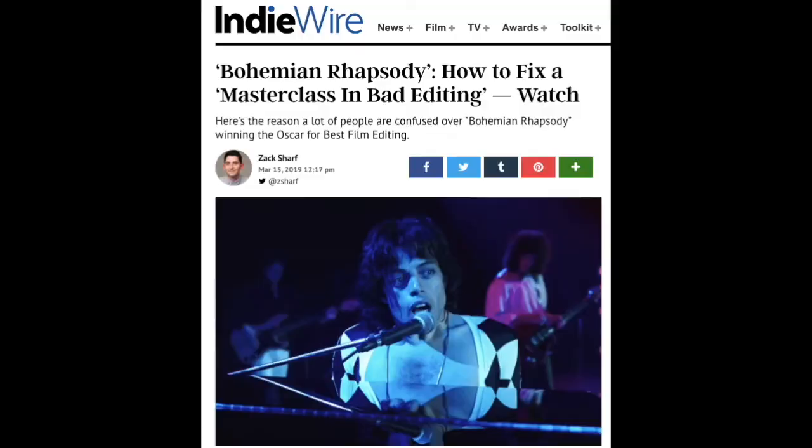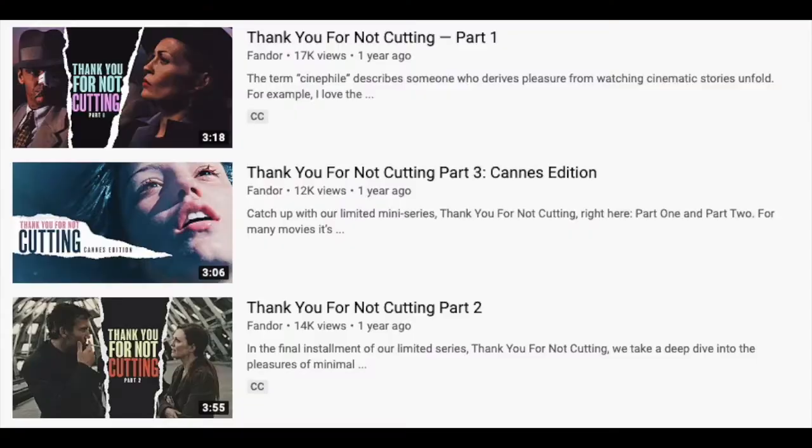There is such a thing as cutting too much. For instance, Bohemian Rhapsody was sort of taking a lot of flack online for just how many cuts they had in this one particular scene. It feels excessive. Why is the dialogue action filmed in terms of cutting, right? I really like what Fandor had promoted, where they were thanking people for not cutting and sort of letting things extend in really beautiful ways.